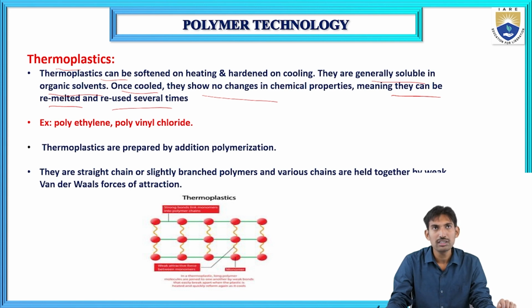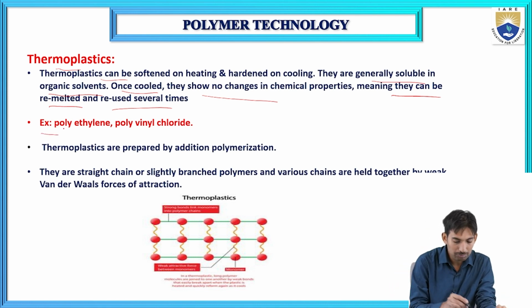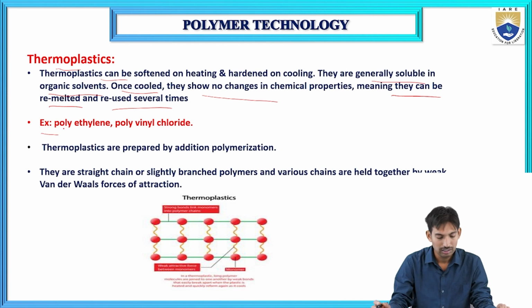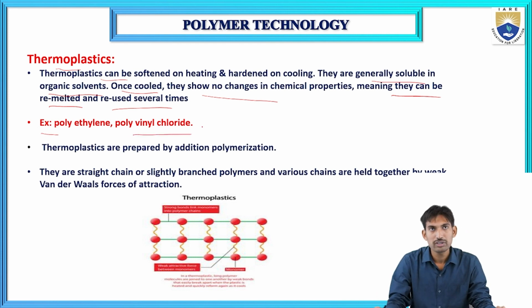What is thermoplastic? Thermoplastics can be softened on heating and hardened on cooling. They are generally soluble in organic solvents. Once cooled, they show no changes in chemical properties, meaning they can be remelted and reused several times. Examples for thermoplastics are polyethylene and polyvinyl chloride.